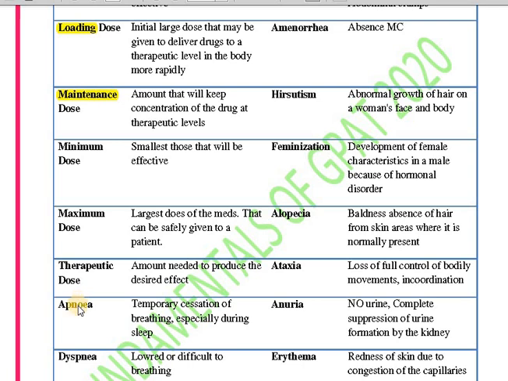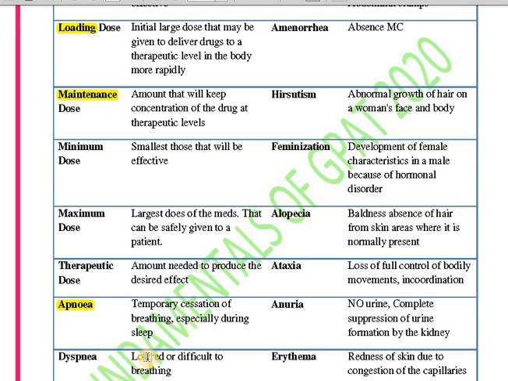term is apnea. What do you mean by apnea? Many people don't actually know what apnea is. They write apnea as a side effect, or write that a drug is used in apnea, but they don't know what is meant by apnea. So it is a temporary cessation of breathing, especially during sleep. Temporary cessation of breathing means temporary stopping of breathing. Okay, the breathing stops temporarily. That is known as apnea. Apnea means absence of breathing.